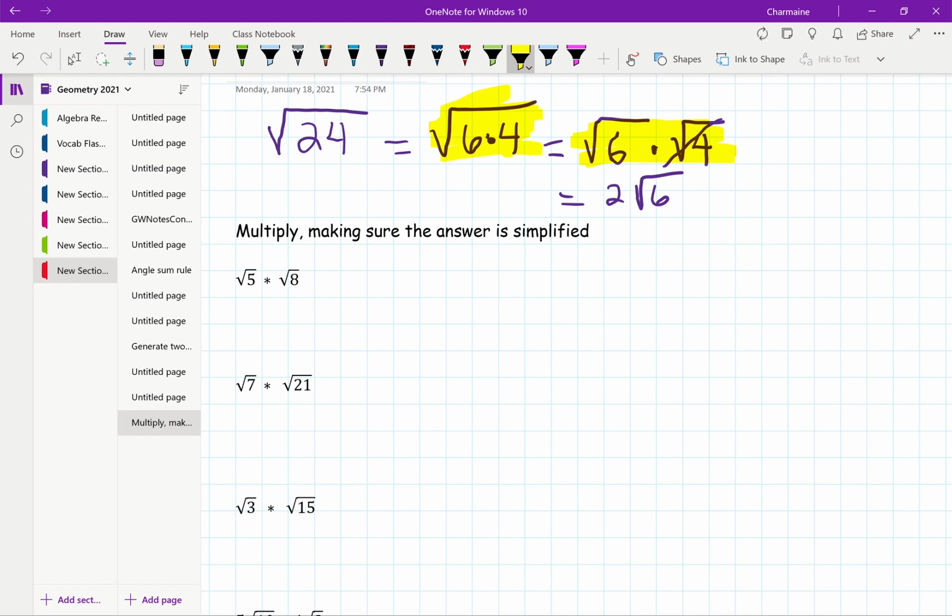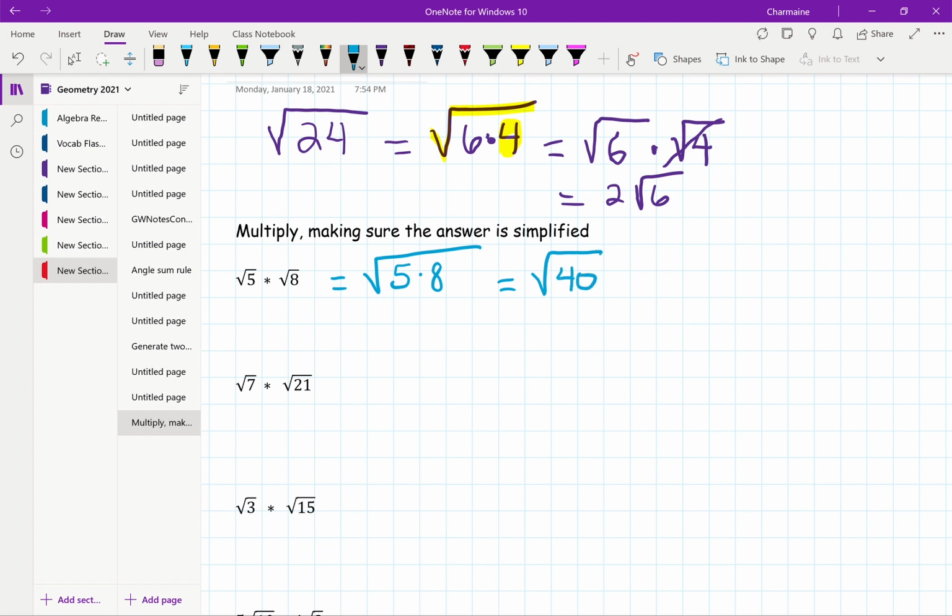Well, if I'm multiplying square roots, I'm going to do the reverse. So if I can split a product up and give each one of them their own square root, I can also put those back together. So square root of 5 times square root of 8, I can put them under one radical and make it square root of 5 times 8, which is square root of 40.